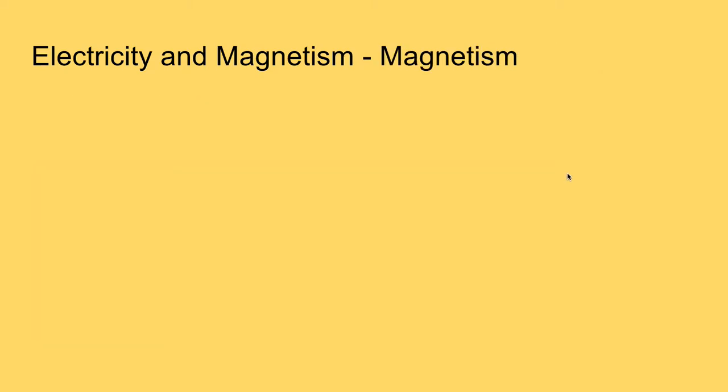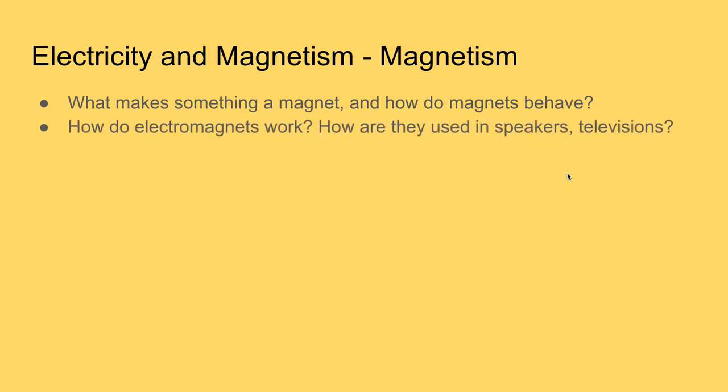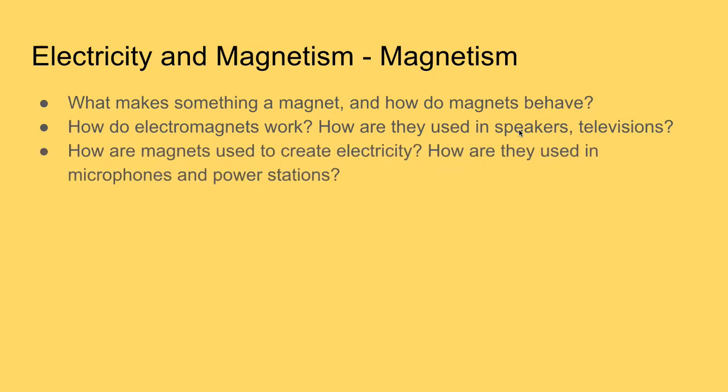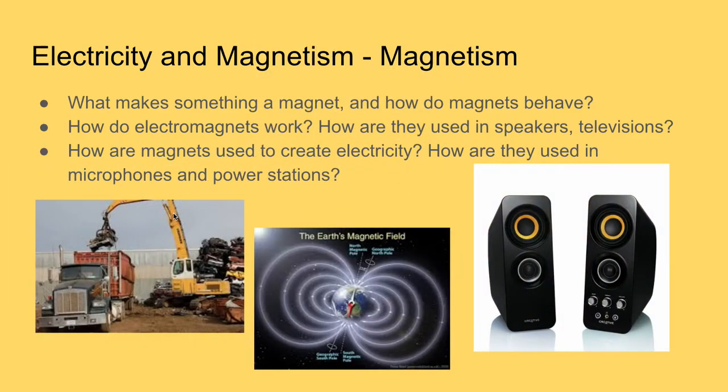The last part of the electricity and magnetism unit is going to be magnetism. There are things that are permanent magnets, and what makes them a permanent magnet, and how do they behave? But then there are electromagnets. If we get current going through a wire, it actually becomes magnetic. And they're used in speakers and televisions. And one thing we're probably going to do is build our own speakers out of paper cups. And they will actually work when we hook them up to a radio. And how are magnets used to create electricity? That's how microphones work and power stations work. So here are some magnetism examples.